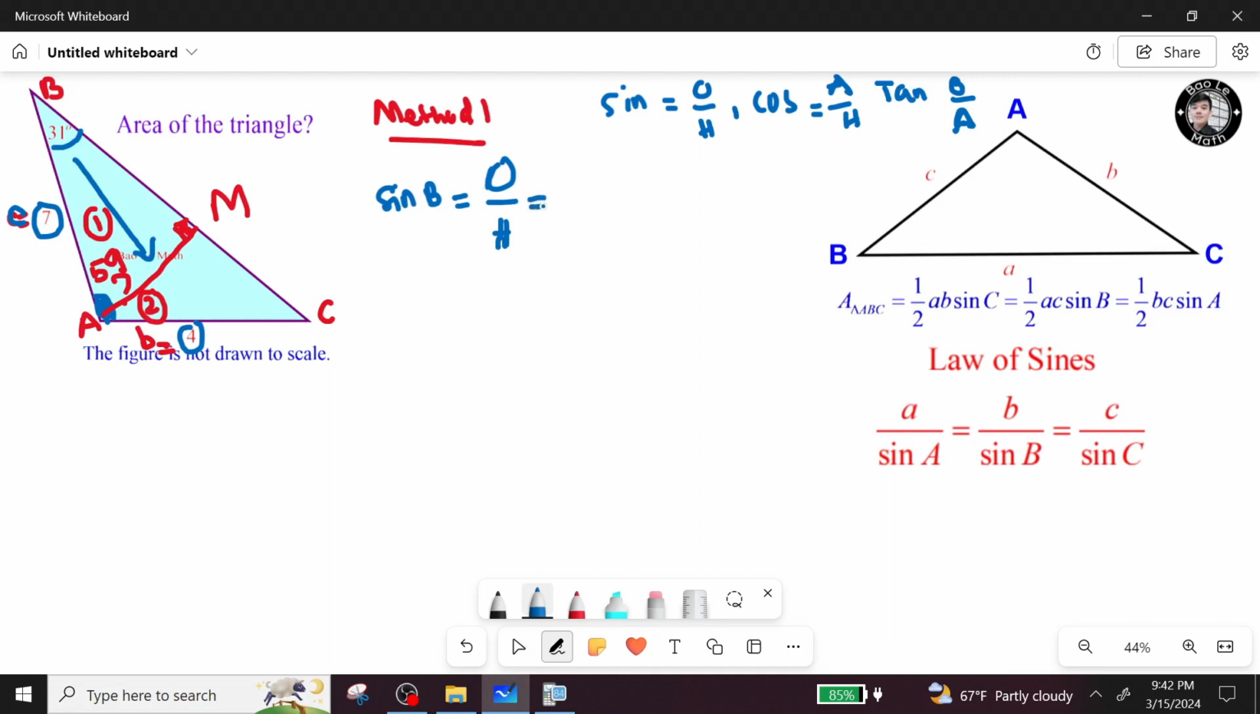Alright, so opposite right here, which means AM, over hypotenuse. Hypotenuse equals 7 because it's opposite to the right angle right here. Now I need to solve for AM. So AM equals 7 multiplied by sine of angle B, and angle B equals 31. So I just put in this 31.